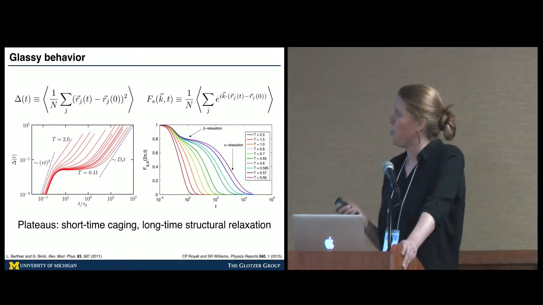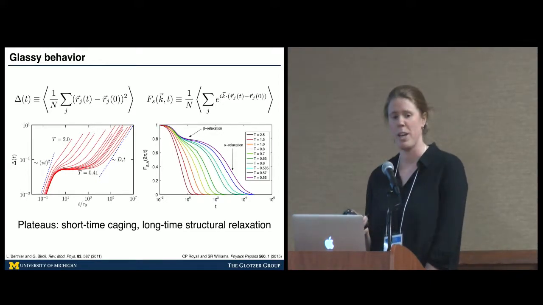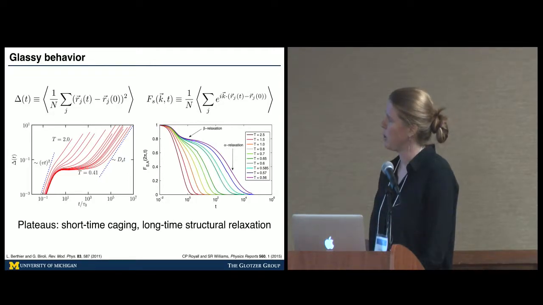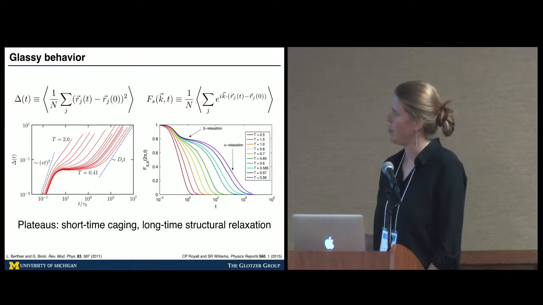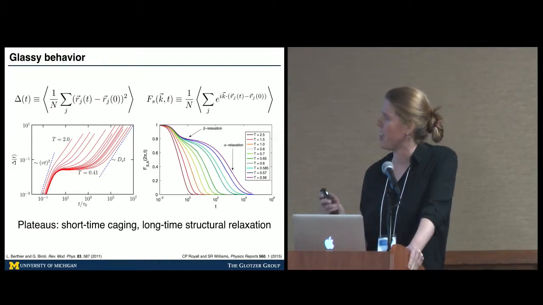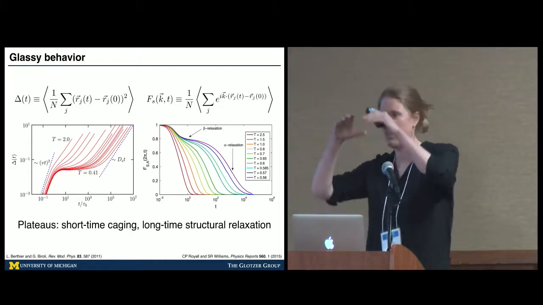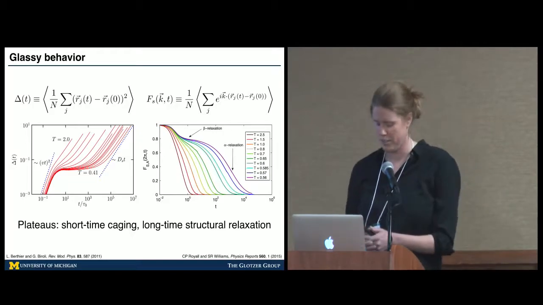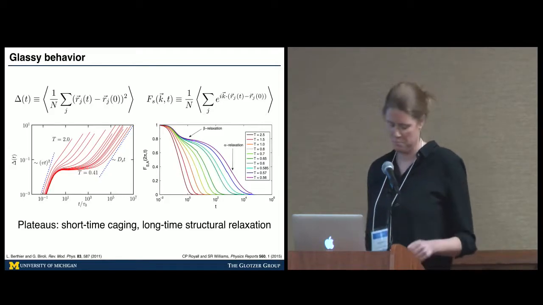And the great thing about both of these order parameters is that they indicate glass forming behavior by having plateaus at short times. So both the mean squared displacement and the self-intermediate scattering function level off at short to intermediate times. And this is indicative of a phenomenon in glasses known as caging, which is where, on average, every particle is basically trapped by a cage of its neighbors. So it doesn't really go anywhere. So this kind of flattens out here.